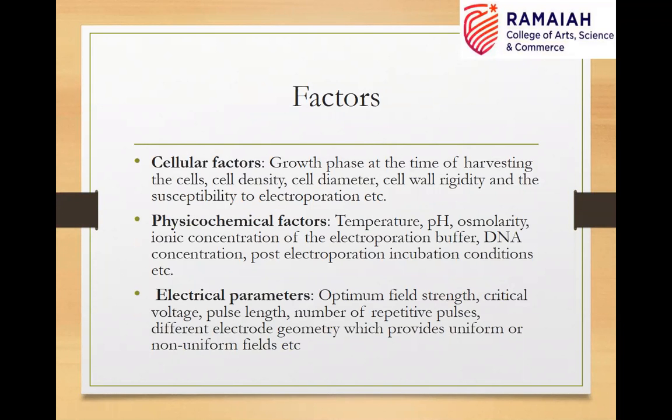So what are the factors that will influence this electroporation process? There are cellular factors, physicochemical factors, and also electrical parameters. If you look at the cellular factors, they could be the growth phase of the cells, cell density, diameter of the cells, rigidity of the cell wall, and also the susceptibility to electroporation. These are all the cellular factors that will affect the efficiency of the electroporation process.